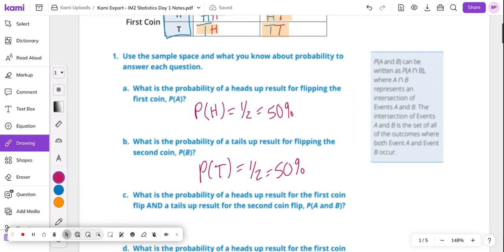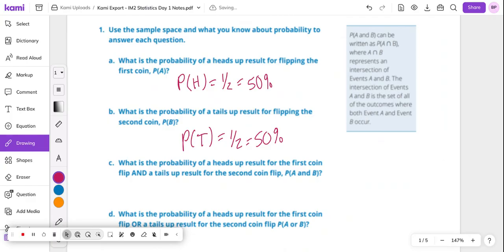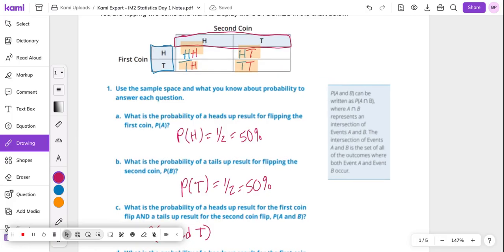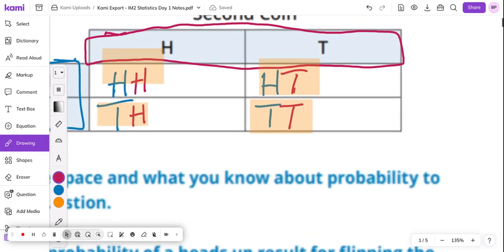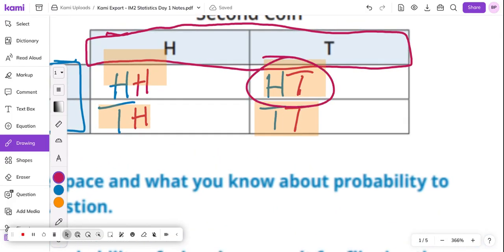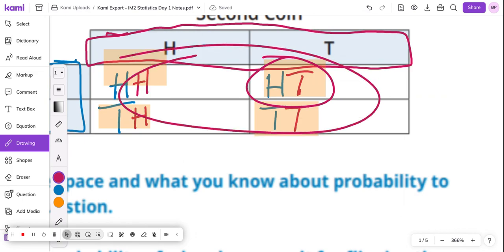All right. Now, C, what is the probability of a heads-up result for the first coin flip and a tails-up result for the second coin flip? This is what's called probability of A and then B. So we can go probability of heads and tails. Now, the first coin flip has to be heads, and the second one has to be tails. If you look at your sample space, that happens one time out of the four possibilities.